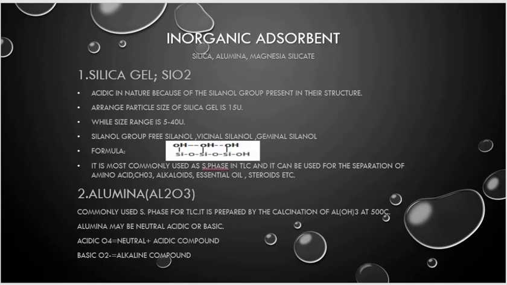The next inorganic adsorbent is alumina, Al2O3, commonly used as a stationary phase for TLC. It is prepared by the calcination of aluminum hydroxide at 500 degrees centigrade. Alumina may be neutral, acidic or basic. As we have three types of alumina, acidic has the code O4 and there is the neutral alumina. Then the basic is O2, that is composed of alkaline compounds.